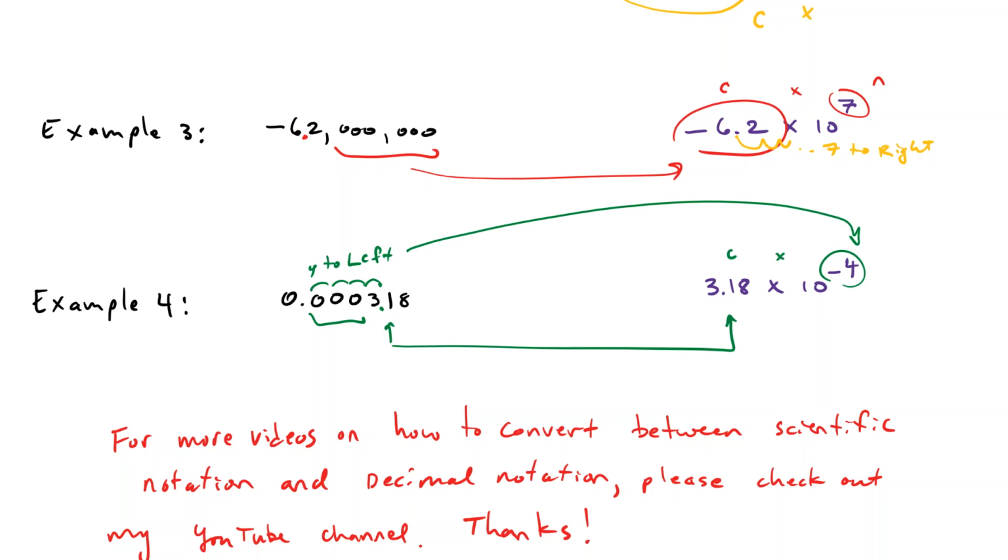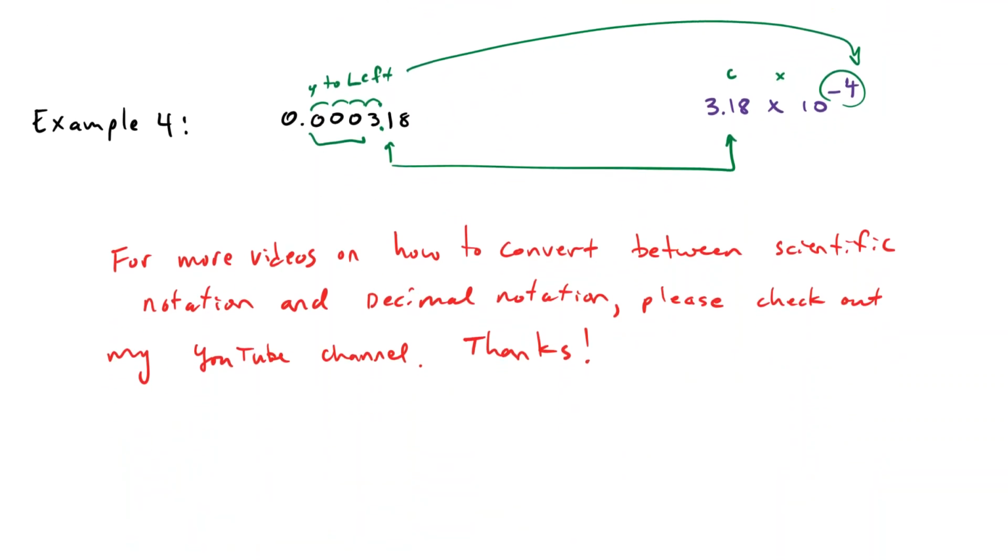So the 10 to the exponent really just moves the decimal left and right. The 10 to the negative 4 moves the decimal 4 to the left. 10 to the 7 moves the decimal 7 to the right. That's all the multiplication by the 10 is.